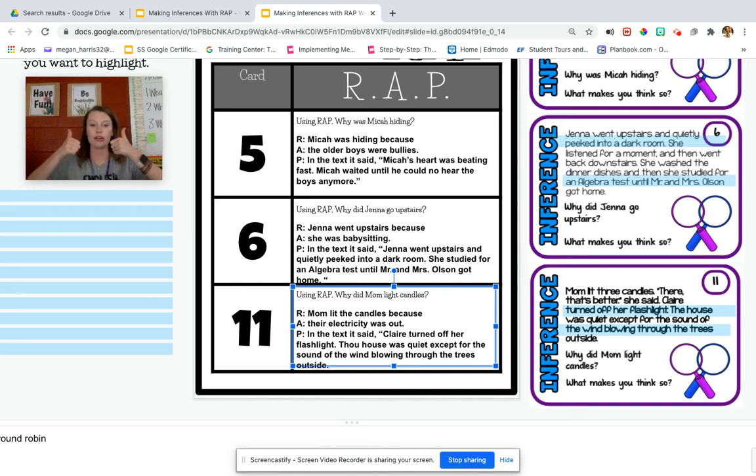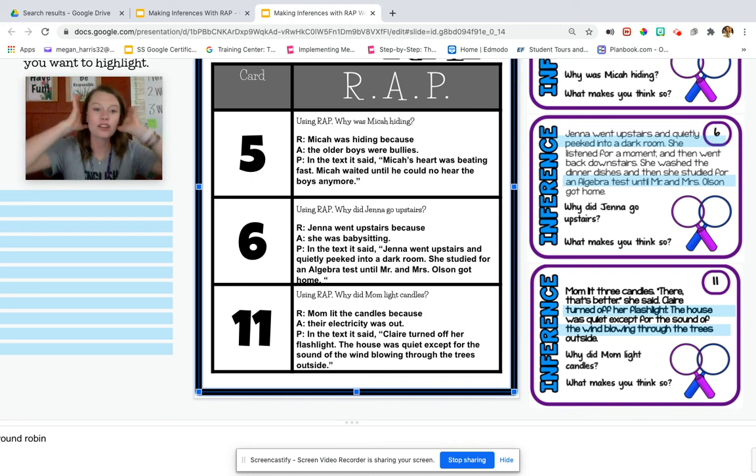Very, very good. Guys, that's a rock star answer. Look at this. Mom lit the candles because their electricity was out. In the text it said, Claire turned off her flashlight. This is why we always reread our work before we turn it in. The house was quiet except for the sound of the wind blowing through the trees outside. Y'all, this is rock star.